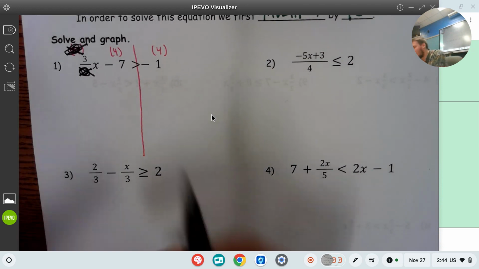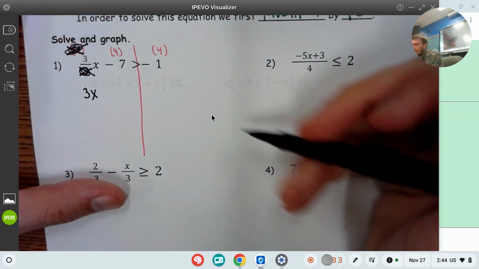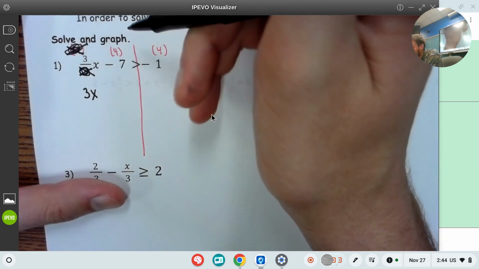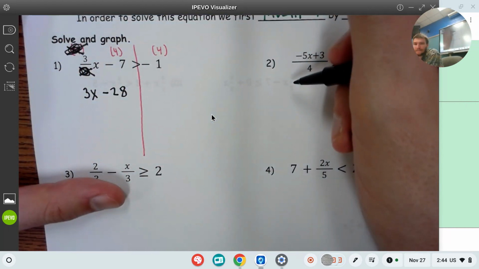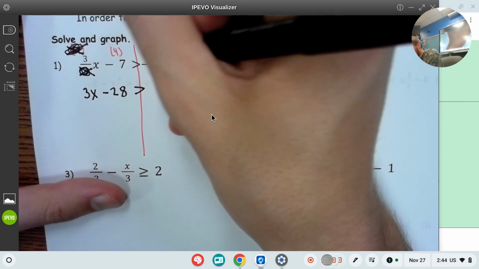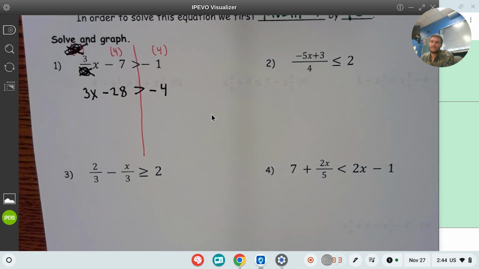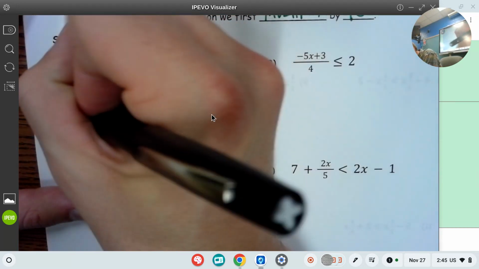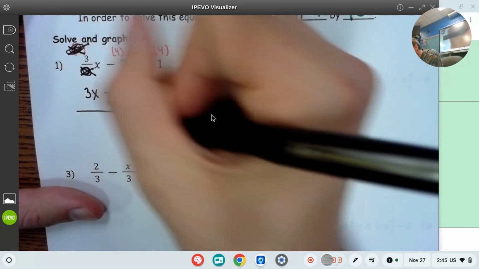Okay, now that we're this far, we've got 3x, so we're going to write 3x. Here we have negative 7 and a times 4, so we just need to do negative 7 times 4, which is negative 28, greater than symbol, 4 times negative 1, negative 4. We should be able to finish this question. Plus 28, plus 28. That's moving our numbers to the other side.